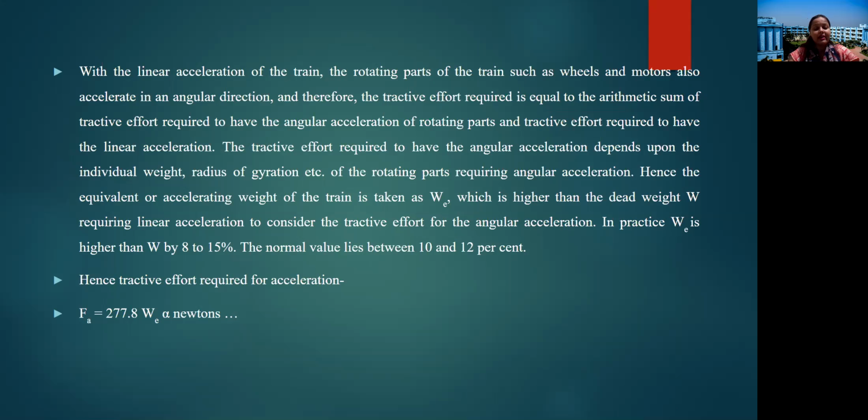Hence, the equivalent or accelerating weight of the train is taken as WE, which is higher than the dead weight W, requiring linear acceleration, to consider the tractive effort for the angular acceleration. In practice, WE is higher than W by 8 to 15%. The normal value lies between 10 and 12%. Hence, tractive effort required for acceleration is FA, which equals 277.8 WE alpha Newton.